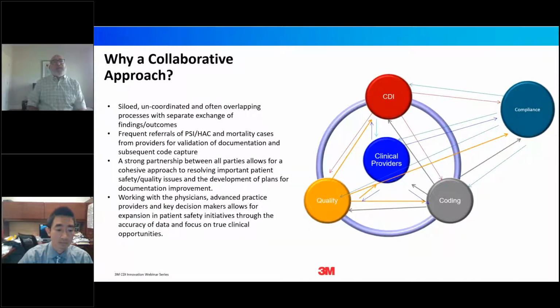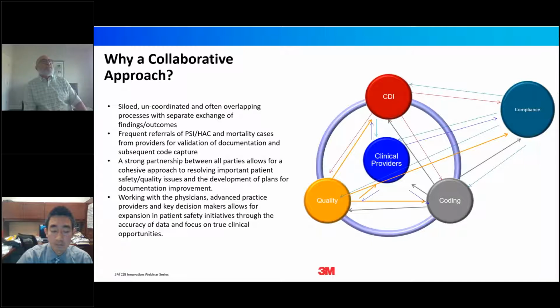So we really wanted to do a collaborative approach when we look at our CDI program. So we consider ourselves part of coding, quality, and CDI as a core, supporting the clinical providers, and compliance is out there as well, helping us in the periphery. So we really wanted to make sure that we weren't siloed. We allowed providers who wanted us to look at certain cases to make sure that the documentation and the code capture was accurate. We've created a way for them to do that. And we've made sure that we have a strong partnership. That's really what we're always trying to achieve between all the departments.